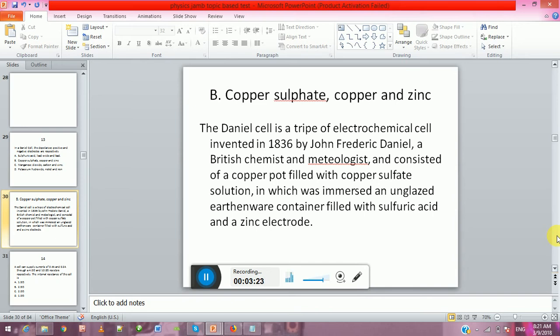Daniell cell is the type of cell invented in 1836 by John Frederic Daniell, a British chemist. It consists of copper pots filled with copper sulfate solution, in which was immersed an unglazed earthenware container filled with sulfuric acid and zinc electrode.